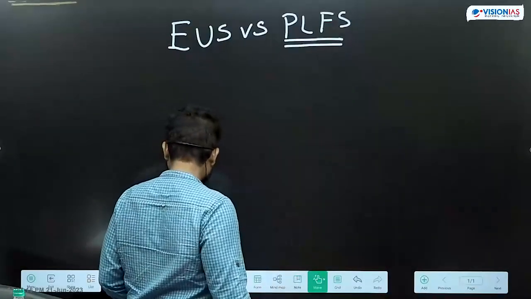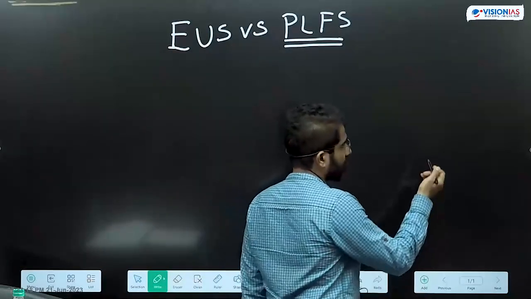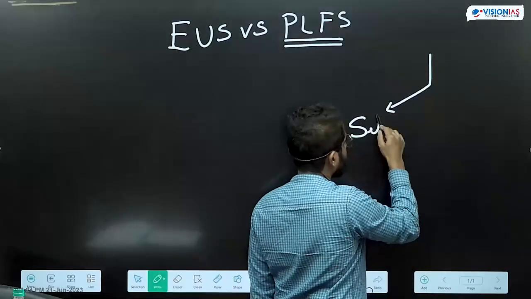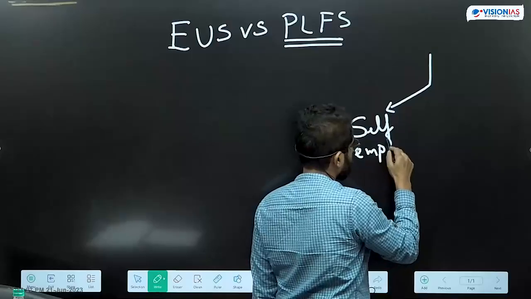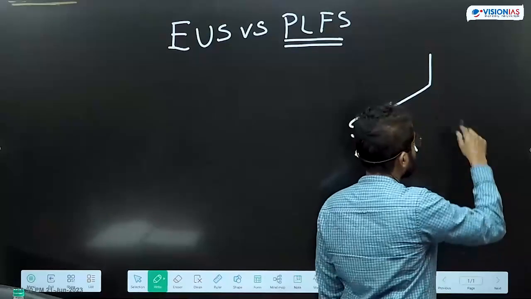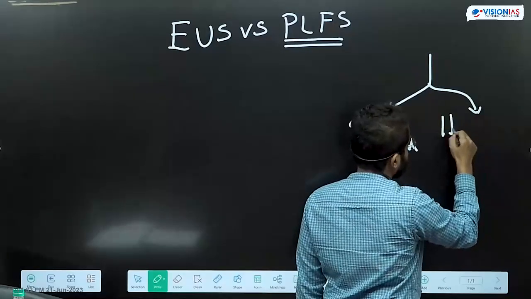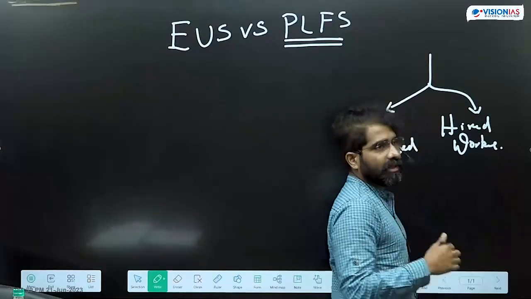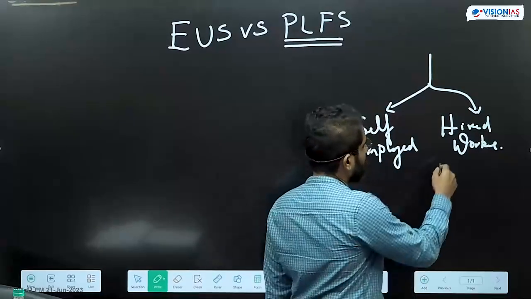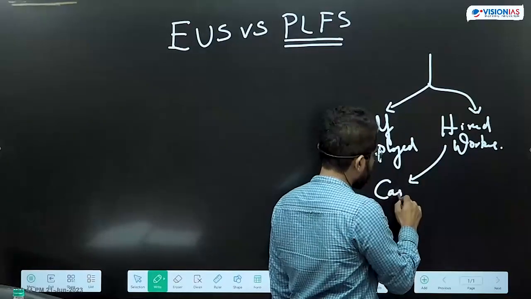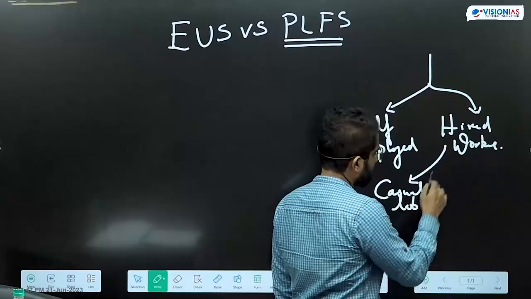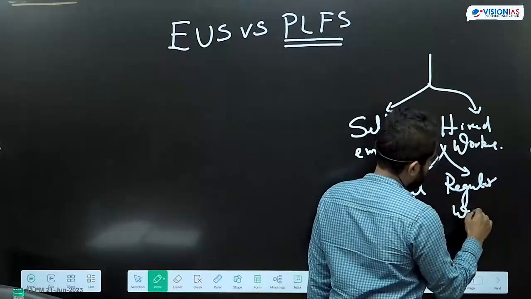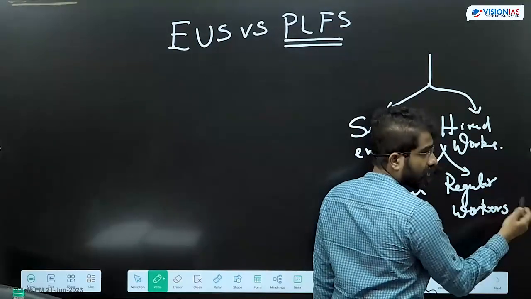When we use the words formal and informal, generally when we talk about employment, one is the self-employed, and another is a hired worker, somebody who is hired by some company. Now in this hired worker category, you again have casual workers as well as regular workers.